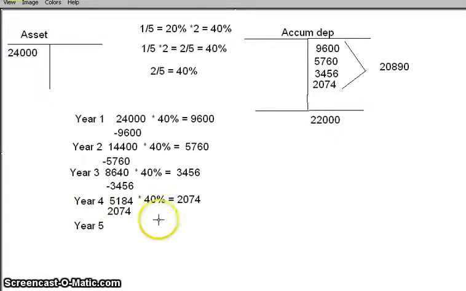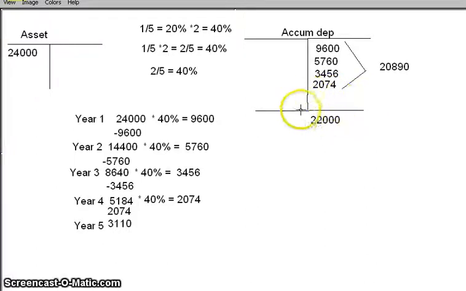Well, with this method, if I multiplied year 5's amount times 40%, it is not going to come out cleanly, right? It is going to come out way higher. Feel free to do the math yourself: 5,184 minus 2,074. What I've got so far is 3,110 as my book value. If I were to take that amount times 40%, it's going to put me higher than I need to be. It's going to be more depreciation than I'd like.